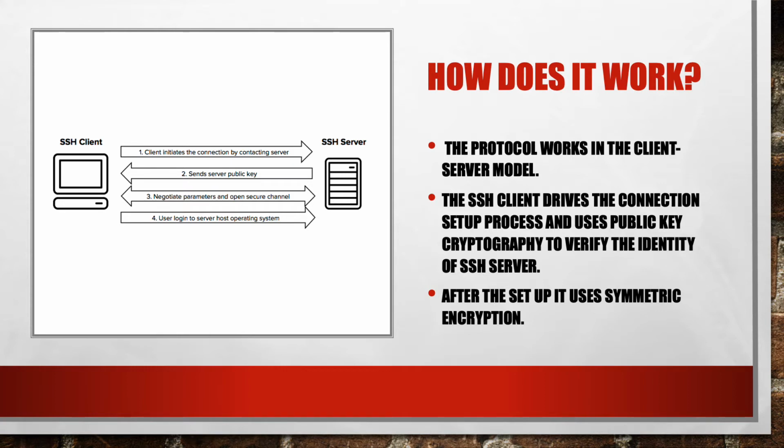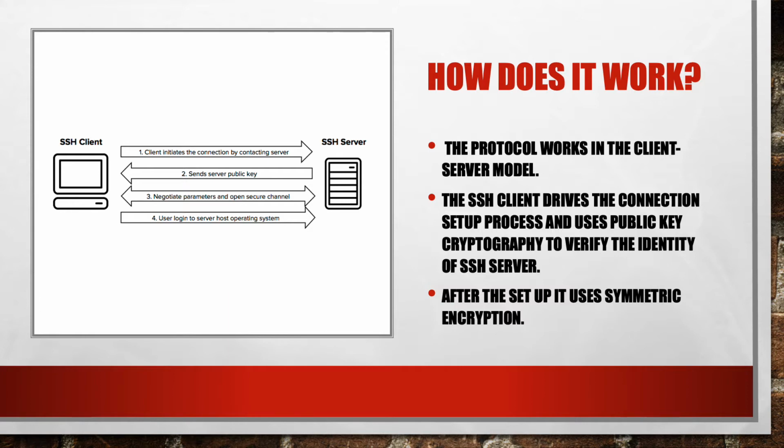This photo on the left side of the screen is actually a good photo that I found that represents the SSH protocol model of the steps that it takes from client to server. The protocol works in the client-server model. So this means that the connection is established by the SSH client connecting to the SSH server. The SSH client drives the connection setup process and uses public key cryptography to verify the identity of the server. So this right here is actually going to run into the second statement a little bit. While there are two different steps, it's going to run into the second statement, and I'll explain why in just a second.